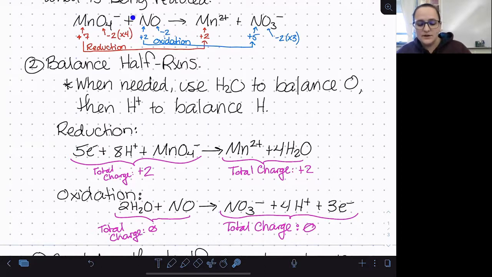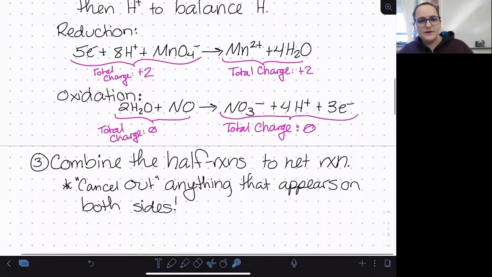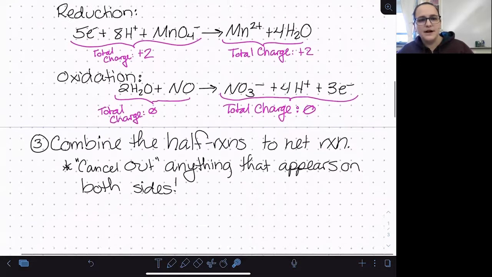Sometimes it can be a little bit, I don't want to say misleading, that's not quite the right word, but sometimes it's not as clear if you don't have coefficients in here yet, but that works most of the time, or is a nice way to sometimes check yourself. So at this point, our half reactions are balanced. The only thing left that we need to do is combine them back into our net reaction.